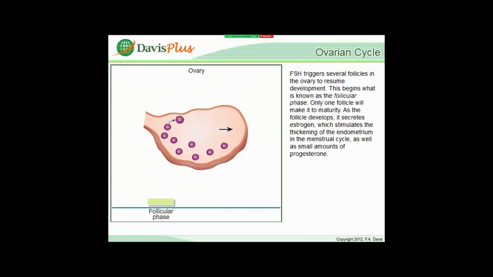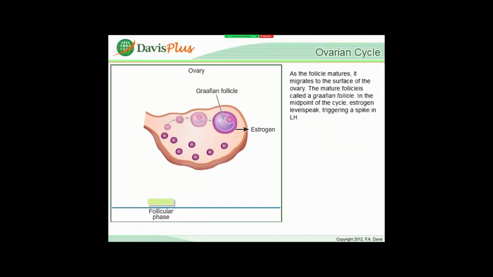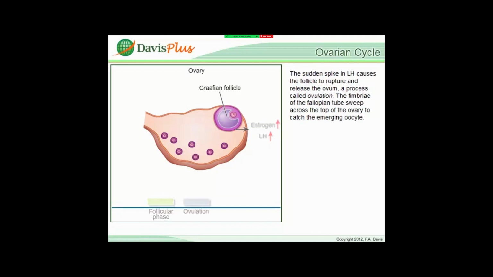As the follicle develops, it secretes estrogen, which stimulates the thickening of the endometrium in the menstrual cycle, as well as small amounts of progesterone. As the follicle matures, it migrates to the surface of the ovary. The mature follicle is called a Graafian follicle. In the midpoint of the cycle, estrogen levels peak, triggering a spike in LH. The sudden spike in LH causes the follicle to rupture and release the ovum, a process called ovulation.